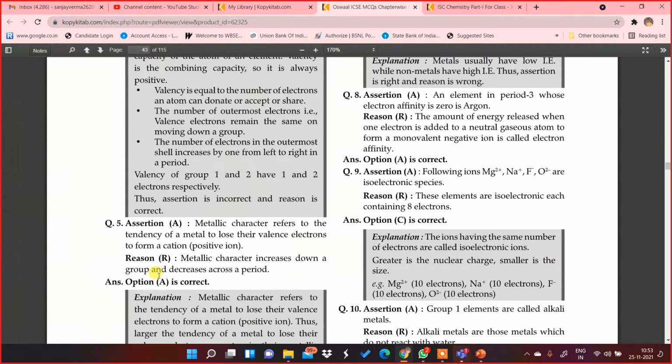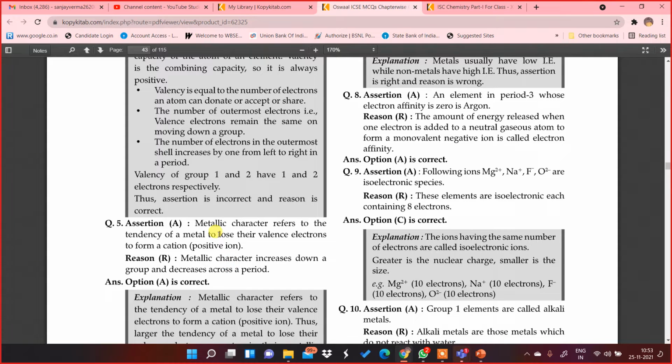Then question number 5, assertion A. Metallic character refers to the tendency of a metal to lose its valence electrons to form a cation, a positive ion. And reason R: metallic character increases down a group and decreases across a period. Metallic character increases down a group, correct? And decreases across a period. That is also correct.